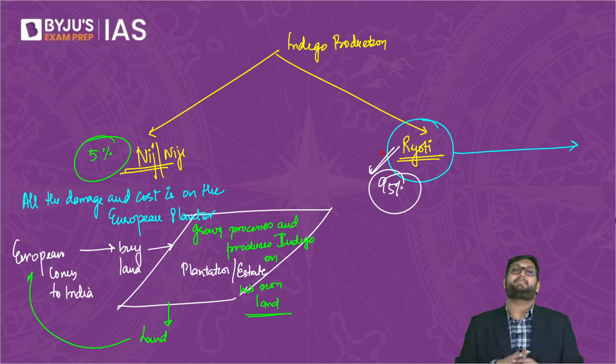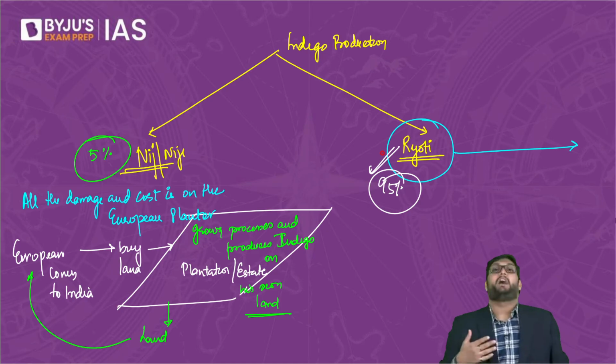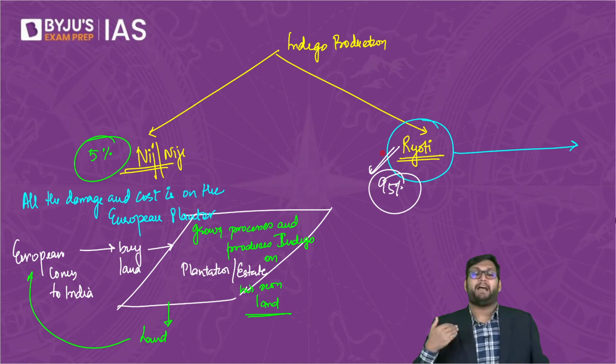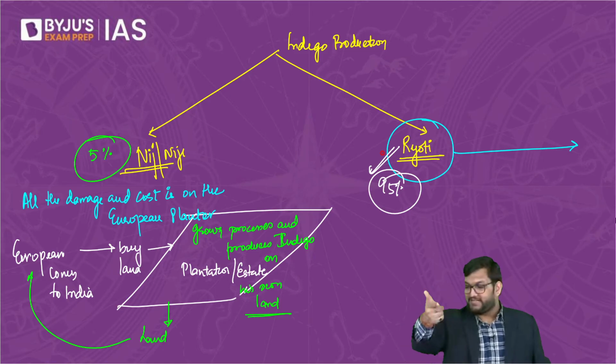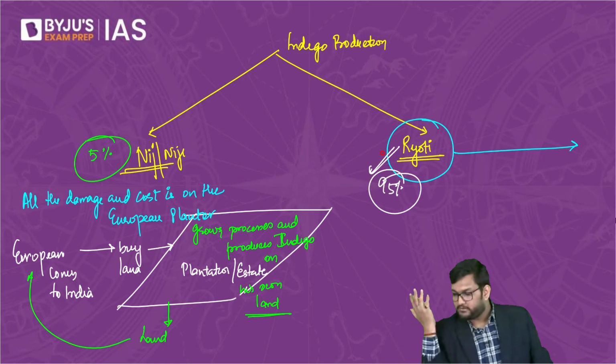Simple point is, why is it called Niji? Niji land, Mera land. So I do it on my land, so it is Nij. If I do it on the peasant land, it is Ryotwari. Are you getting my point? Can I read this out to you and it should be clear?